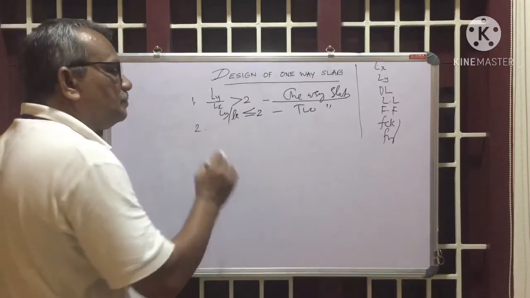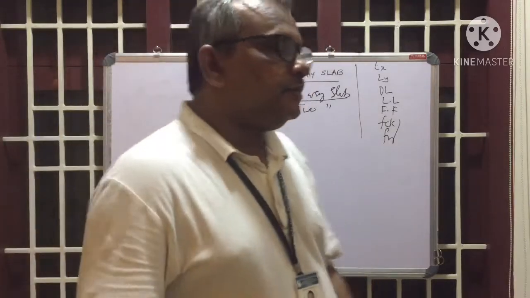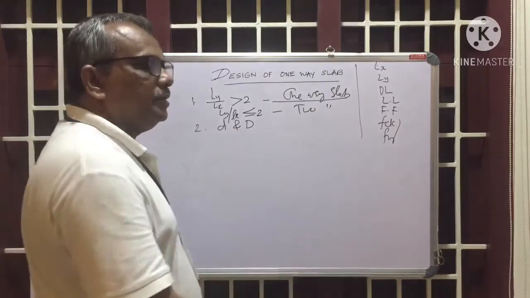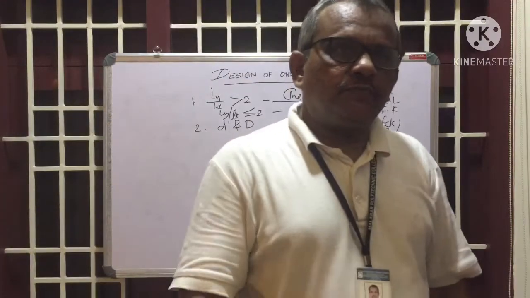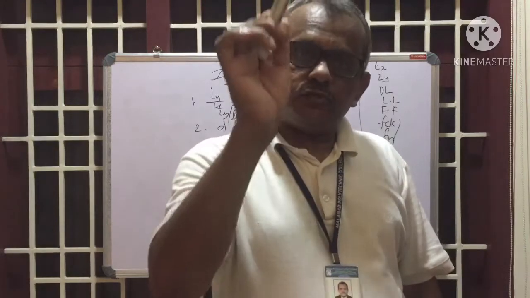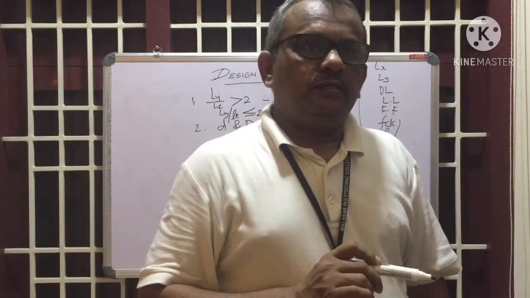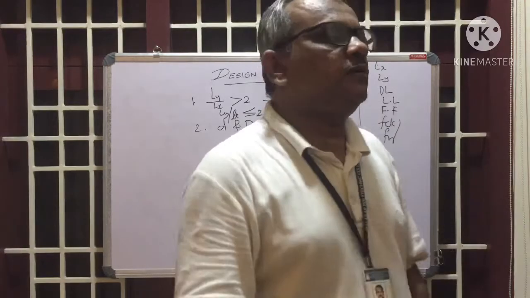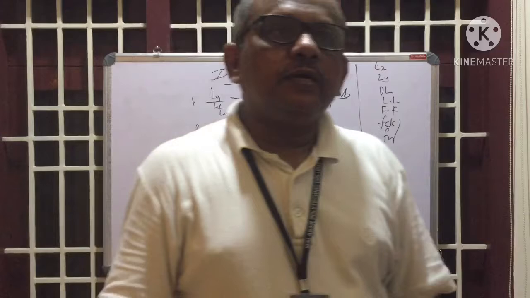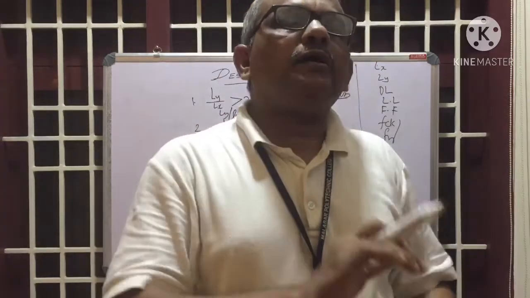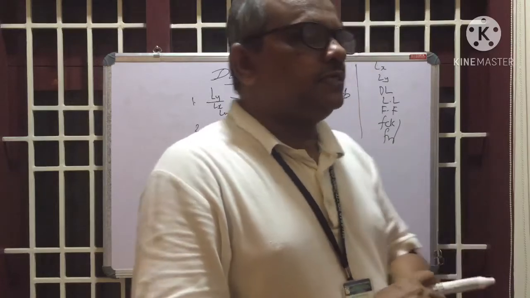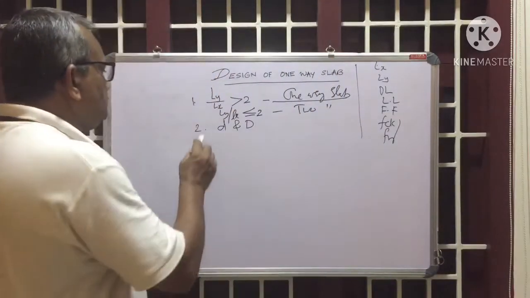Number 2, decide the effective depth, small d, and overall depth, capital D. You know, the effective depth is the depth from the top to the center of the tension reinforcement, and the overall depth is to the bottom, including the cover. So the effective depth plus effective cover will give you the overall depth D. So first assume the effective depth and accordingly the overall depth for the beam. That is the second step.